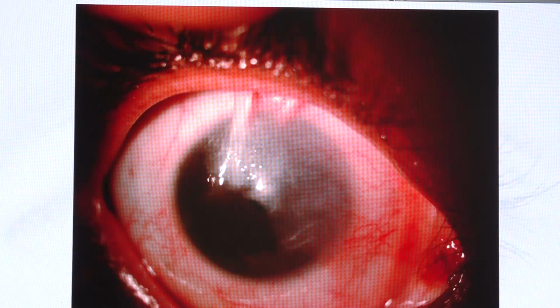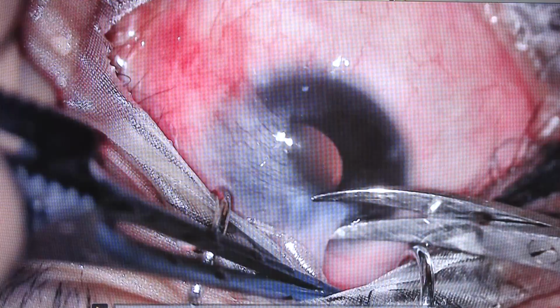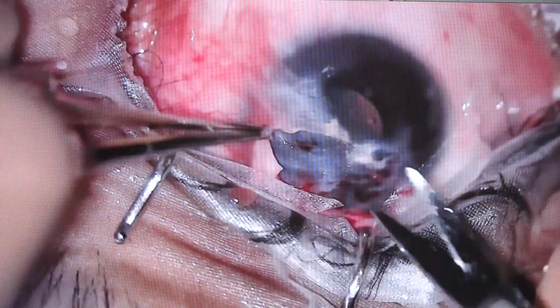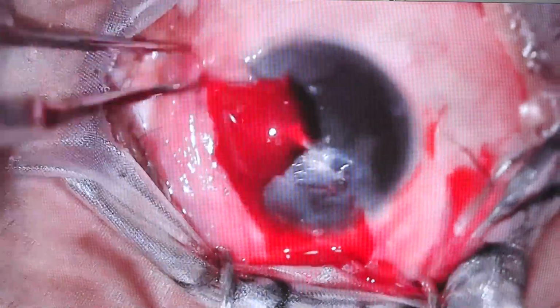This is another indication, patients having very long-standing status post-chemical injury will require a combined procedure of symblepharon excision as well as doing a SLET. And amniotic membrane is very important here. First, you need to find a plane and excise all the pannus.